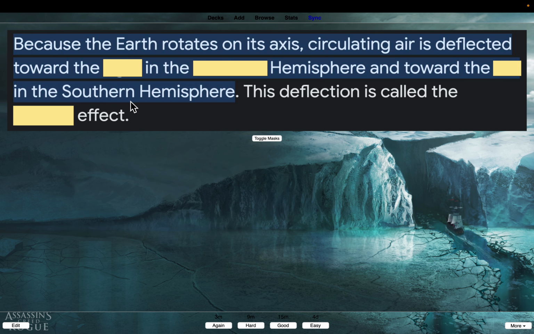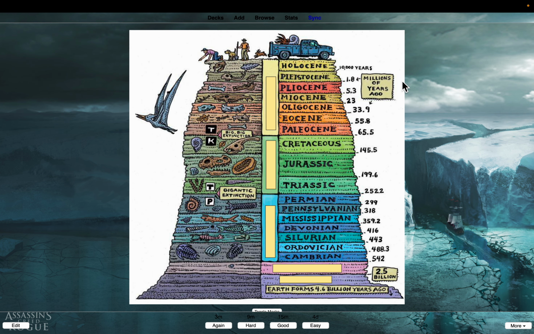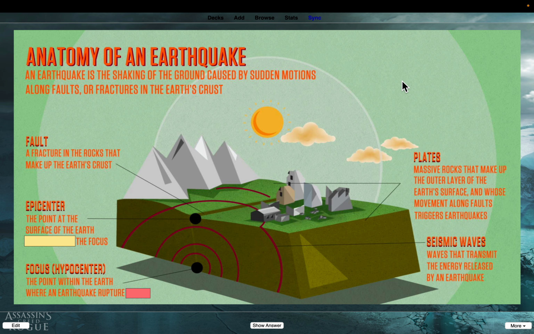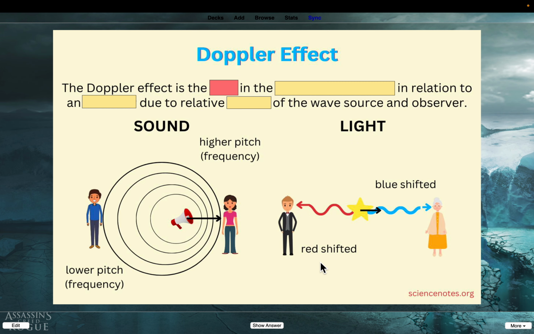Towards the left in the southern hemisphere. I think this is already repetitive. Let's just keep going. Point at the surface of the earth above the focus. The red one, look at the red. The point within the earth where an earthquake rupture starts. Directly above. Okay.